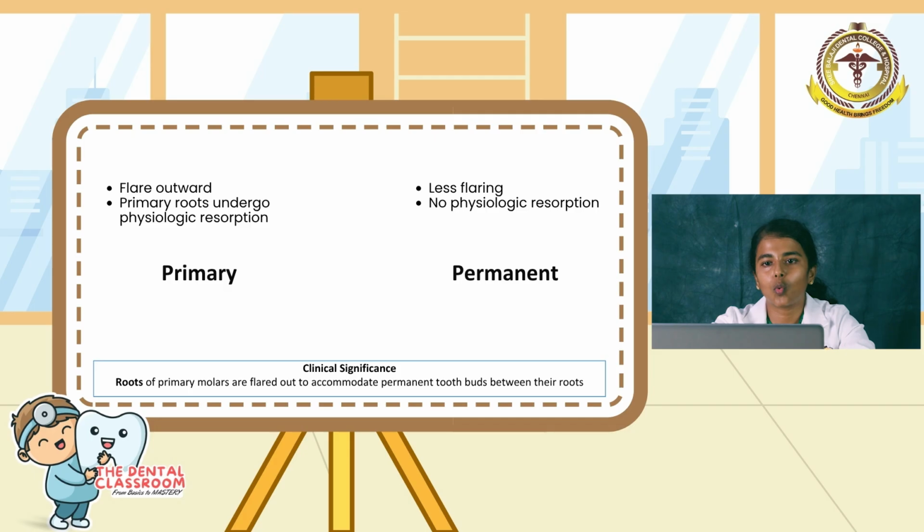And when we see the roots in the primary teeth, the flaring is usually more when compared to the permanent dentition. This is mainly to accommodate the tooth bud that is usually present beneath the roots of the primary teeth. And the primary roots undergo physiological resorption, which is not usually appreciated in the permanent dentition, but it may undergo pathological resorption.